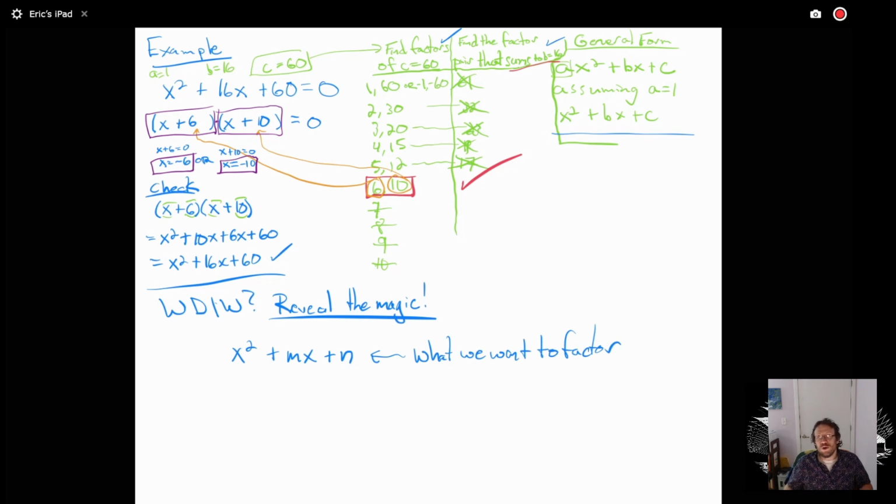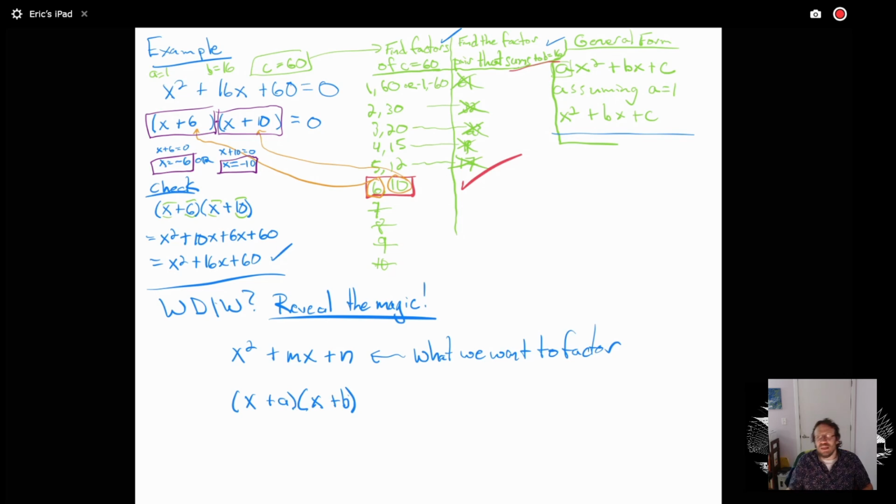And now we're going to jump forward to the end. So really common technique in making arguments, jump forward to the end and kind of work backwards from there. So we're saying at the end, we're going to get something that's going to look like this. x plus a times x plus b.